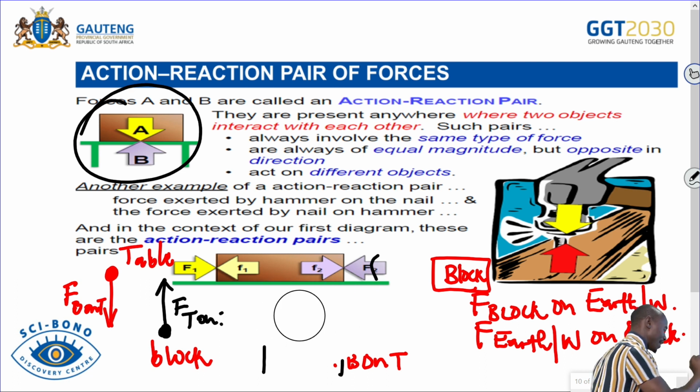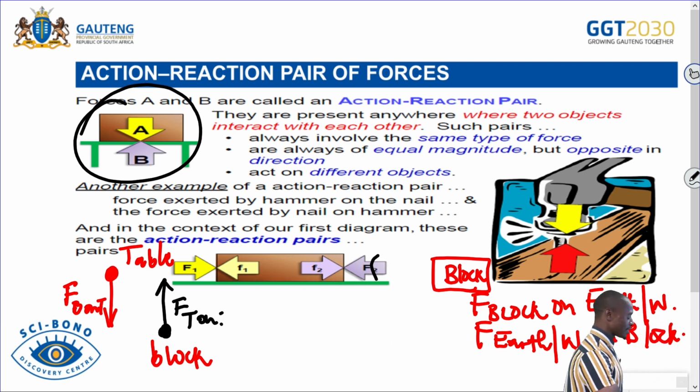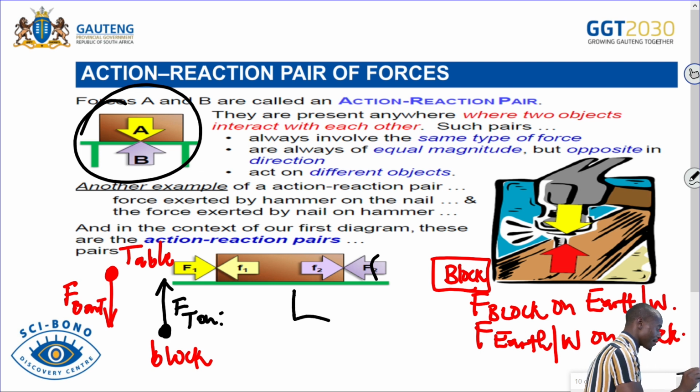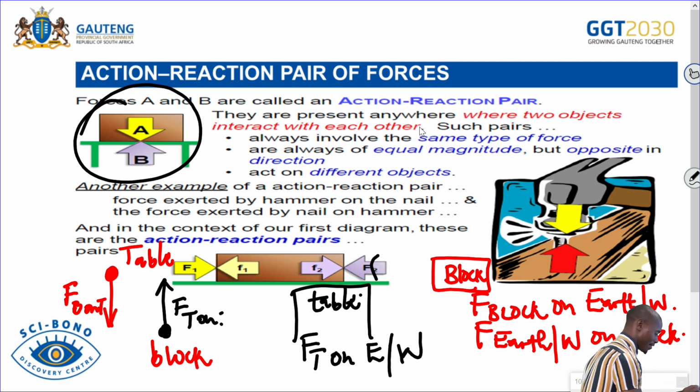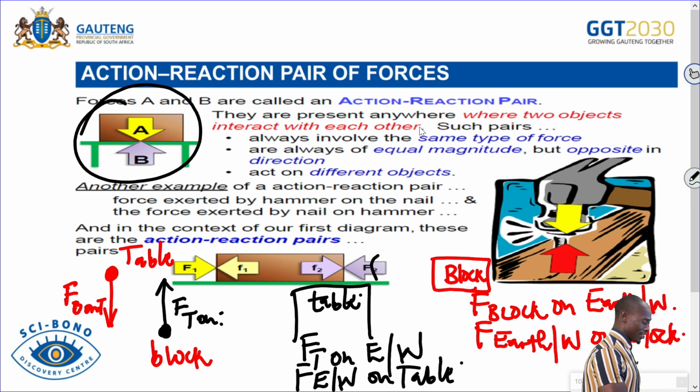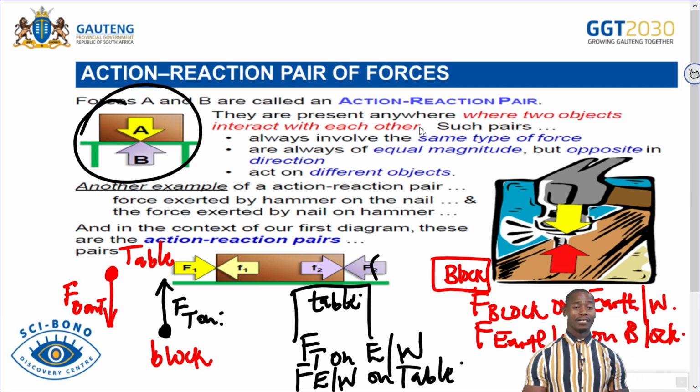So if now we are focusing on the table and the what? The earth. So this is the table. All right. So there will be a force exerted by what? By the table on what? On planet Earth, or weight. Right. And the force exerted by what? By earth or weight on what? On the table. So these are action-reaction pair of what? Of forces.